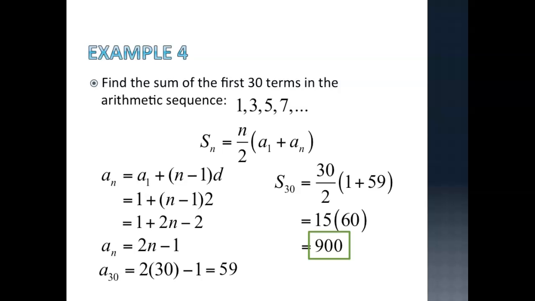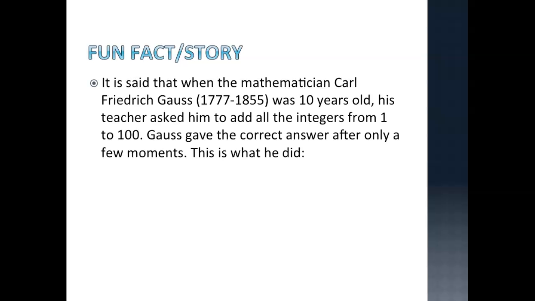Okay, this next segment is really just a fun fact or story, but it's believed that when this mathematician named Gauss was 10, his teacher asked him to add all the integers from 1 to 100, thinking it was a tedious task. Maybe it was because he thought it would be a good punishment for talking in class or something. But he was asked to sum up all the integers from 1 to 100. And it's said that Gauss was able to give the correct answer after only a few moments.